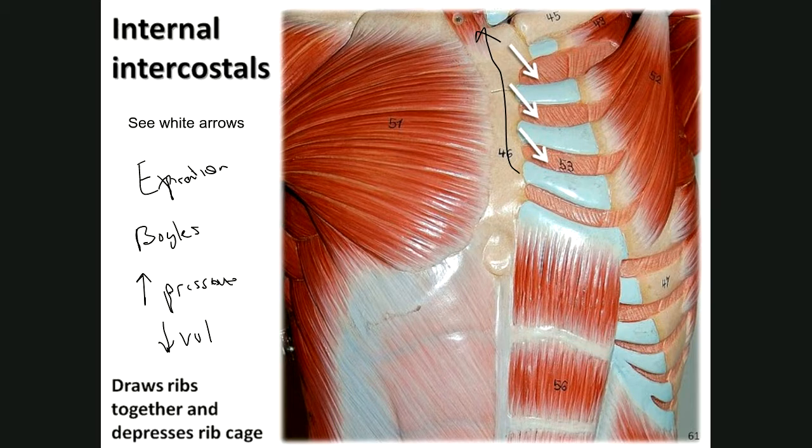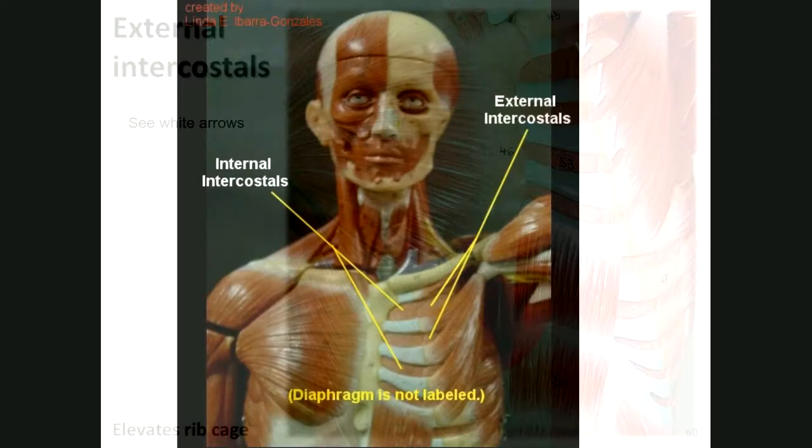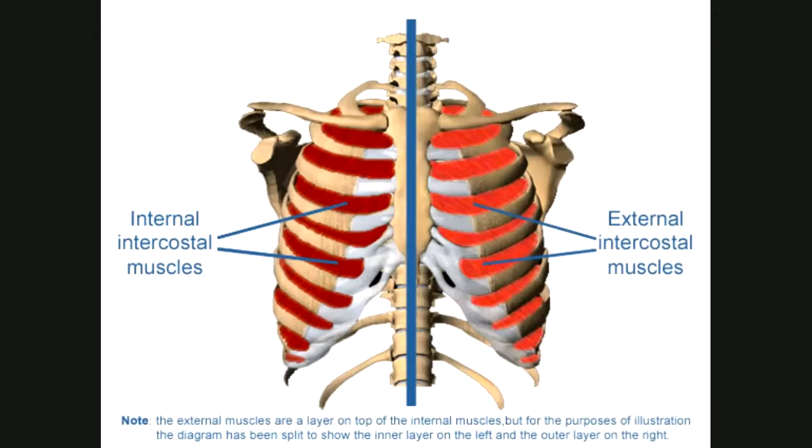And so what these internal intercostals do, they pull the chest inward. And so they're going to pull the ribs inward like this. And what's going to happen is the chest is going to get narrower. So the chest is going to be pulled in this direction, and it's going to get narrower. So again, we're going to decrease the volume. Automatically, we're going to increase the pressure. And remember, air flows from high pressure to low pressure. So air is going to flow out.